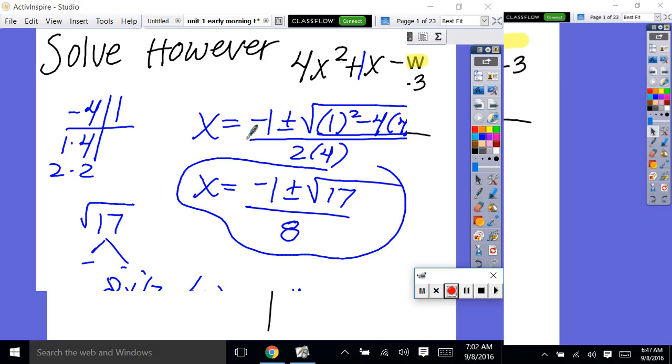We're all good? If it can't simplify though, you gotta go off to the side, simplify it, and then if all three things divide by something, you would, right? Only if all three. X equals negative b plus or minus the square root of b squared minus 4ac all over 2a. Okay.